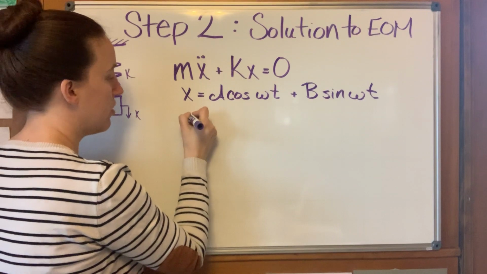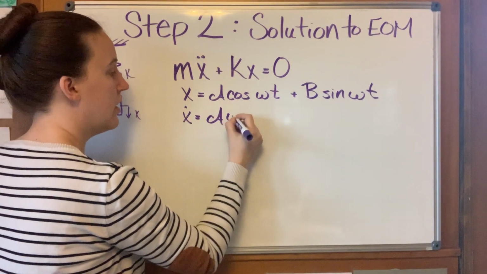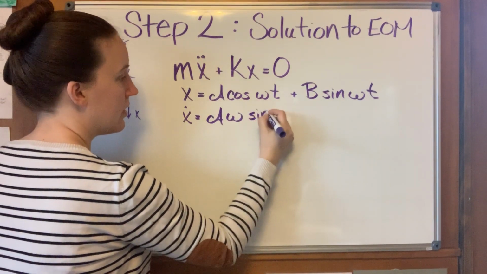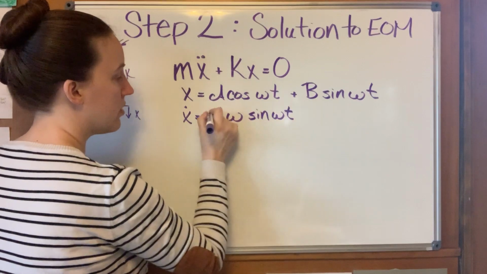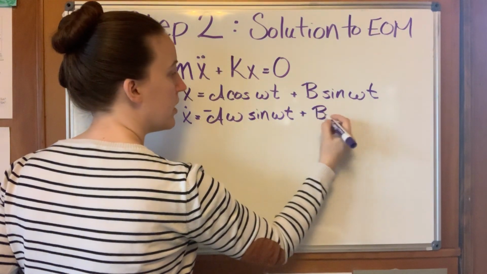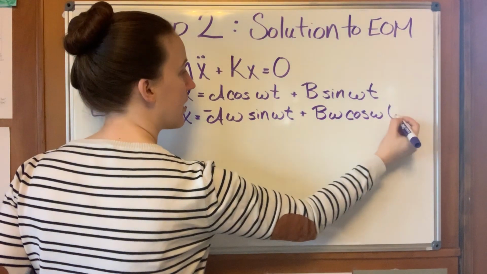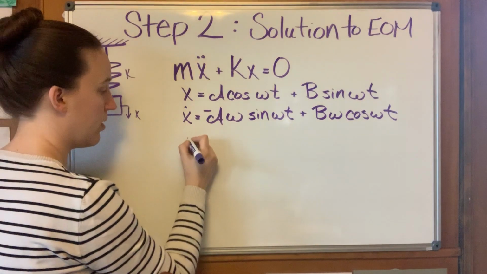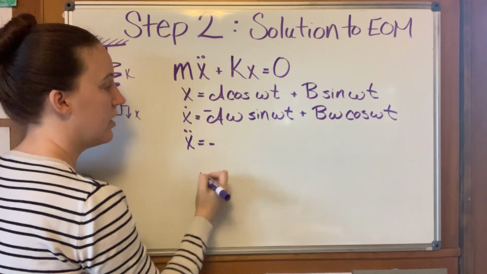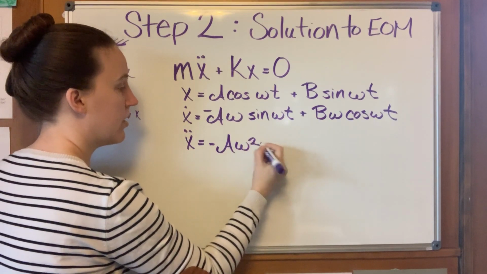And then when we take the derivative here, x dot, we're going to have negative a omega sine omega t, and then plus b omega cosine omega t. So when we take the derivative again, we're going to get negative a omega squared.